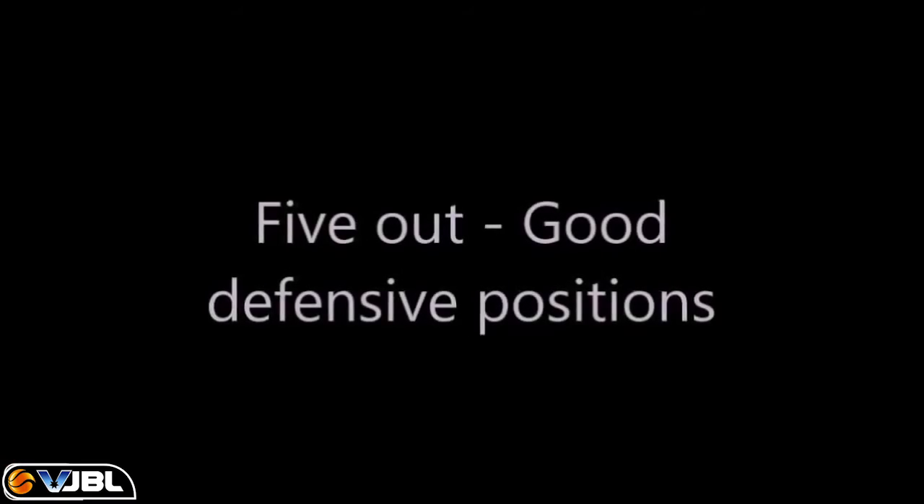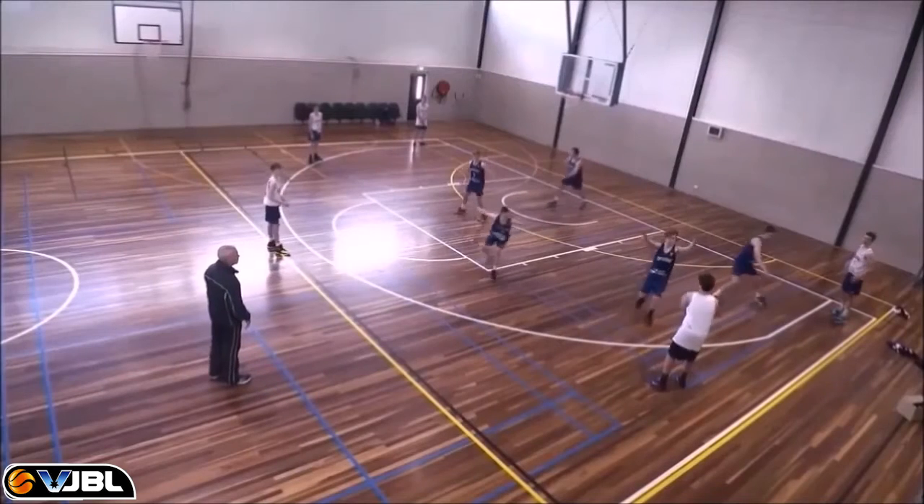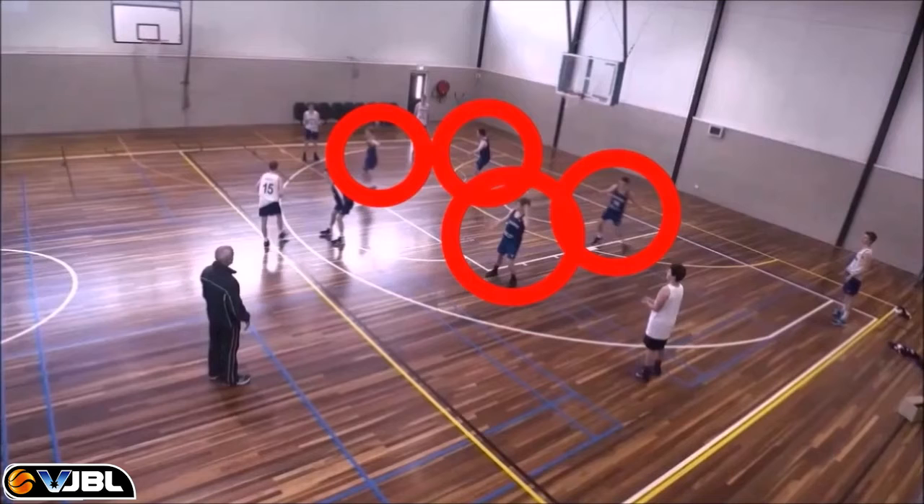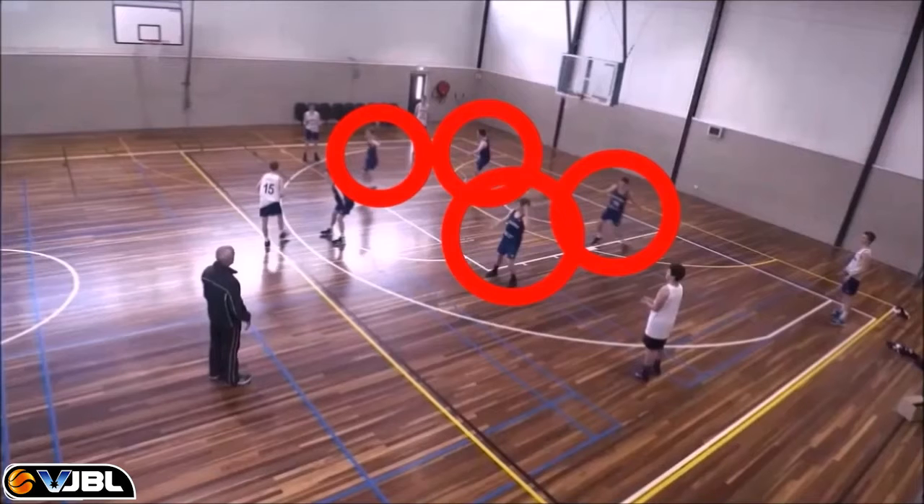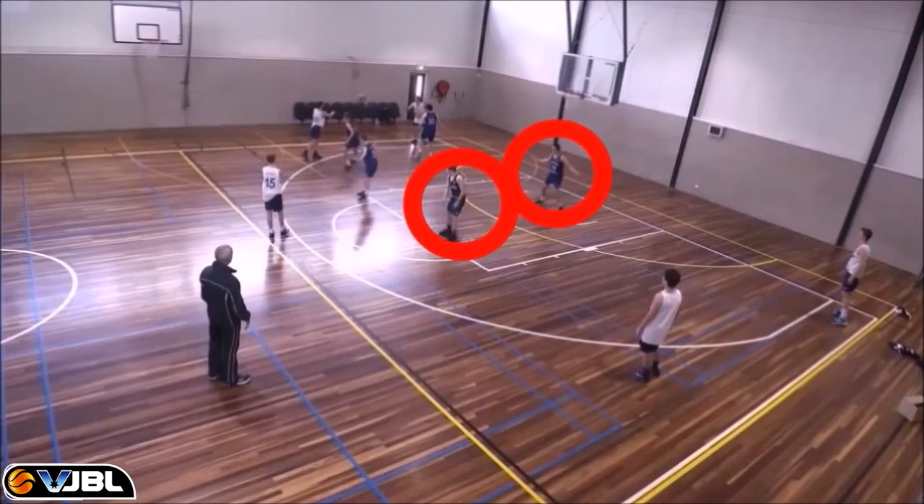What we're going to look at here is good defensive position from a 5-out alignment, just with the offensive players remaining stationary. You can see as the ball's moved around the key here, when the ball's in the middle of the floor, the defending players on the right and left side are getting no further into the key than the lane line. 1 foot in the lane line perhaps, but no more than 2 feet.